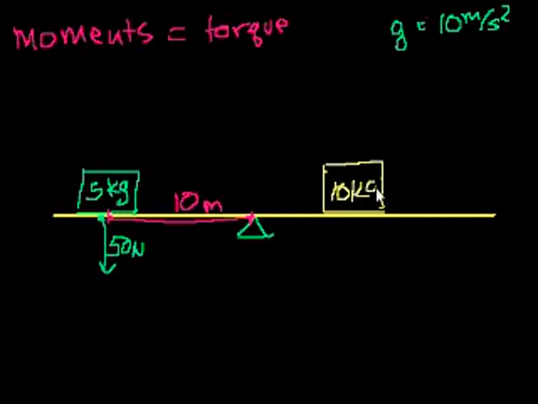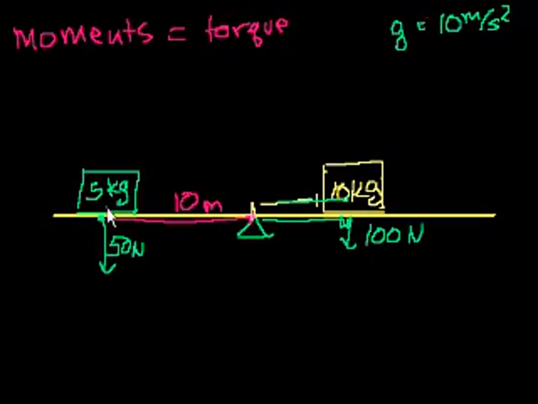And I want to place it some distance d from the fulcrum, or from the axis of rotation, so that it completely balances this 5 kilogram mass. So how far from the axis of rotation do I put this 10 kilogram mass? This is the distance, right? Because we actually care about the distance to the center of the mass. Well, how much force is this 10 kilogram mass exerting downwards? It's 10 kilograms times 10 meters per second squared. It's 100 newtons.